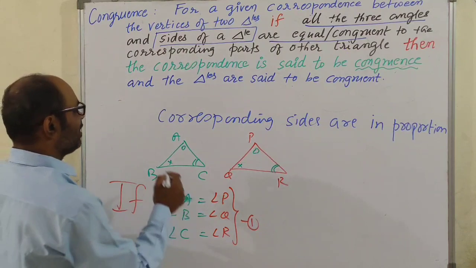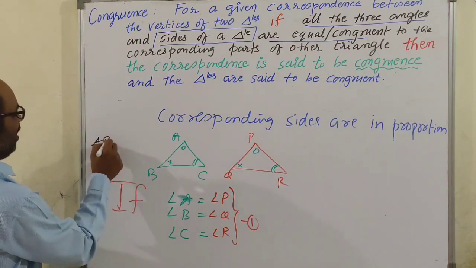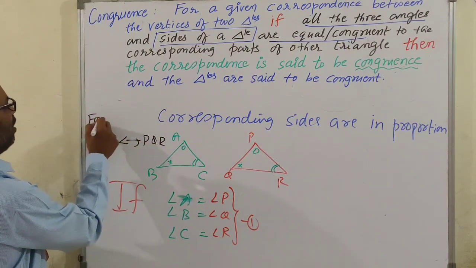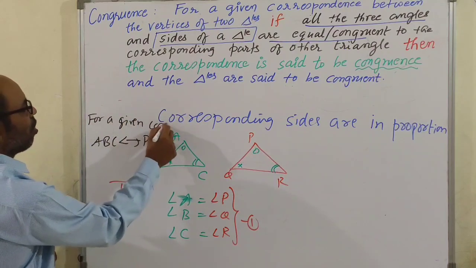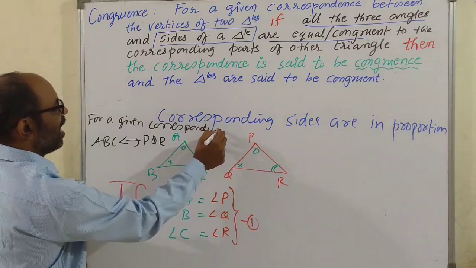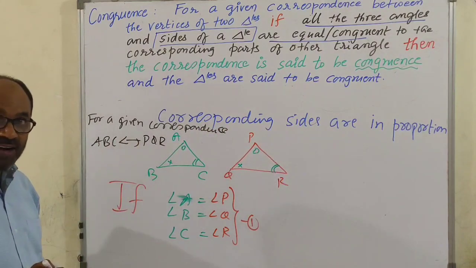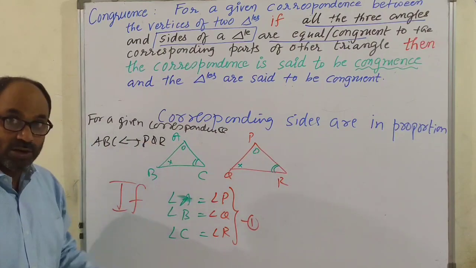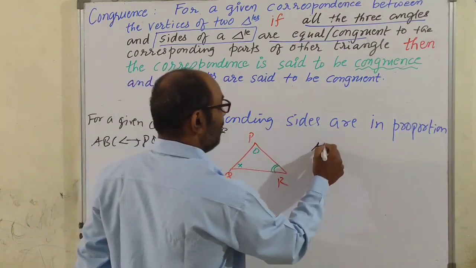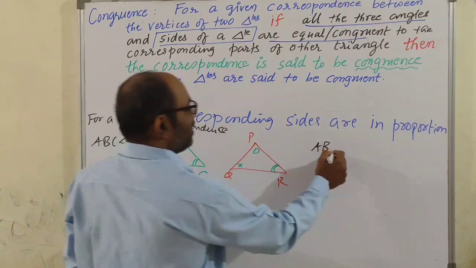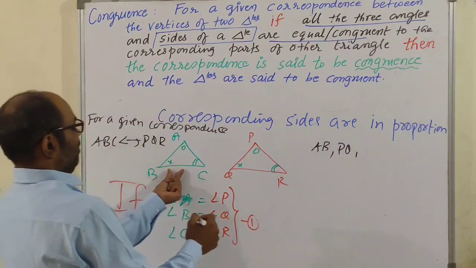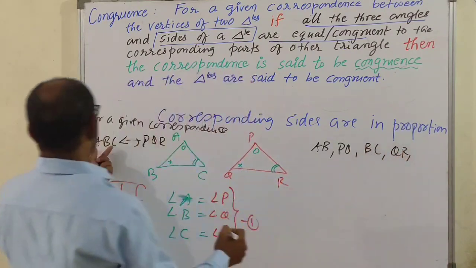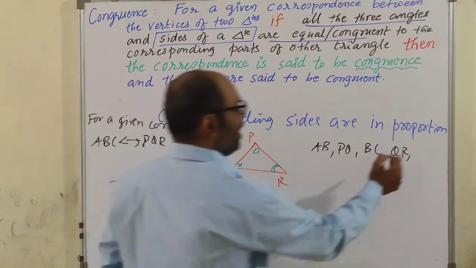Children, here which correspondence is there, children? ABC corresponds to PQR. For a given correspondence, which one? ABC corresponds to PQR. Angle A is congruent to angle P, angle B is congruent to angle Q, and angle C is congruent to angle R. And AB, if I take side AB, corresponding side is PQ. Then if I take second side BC, then the corresponding side, opposite BC, is QR. And if I say the third side is AC, then corresponding side is PR.